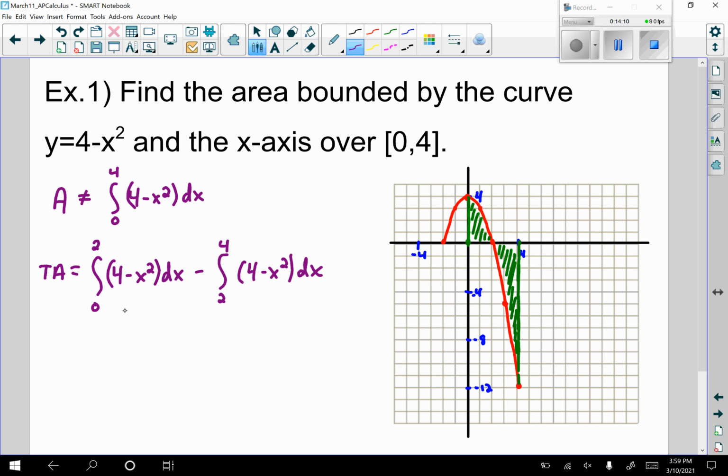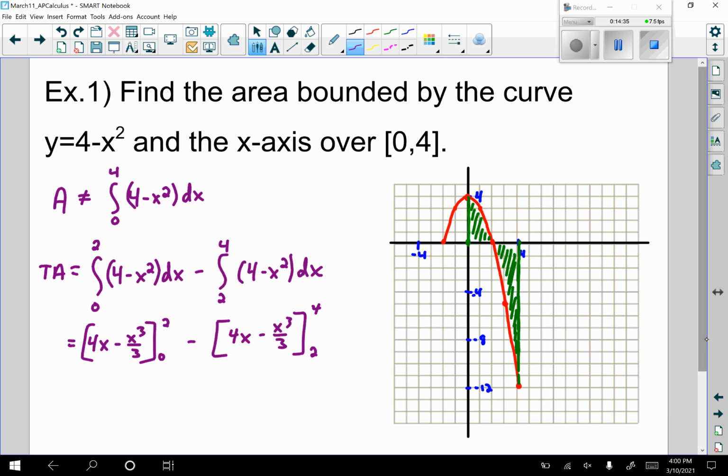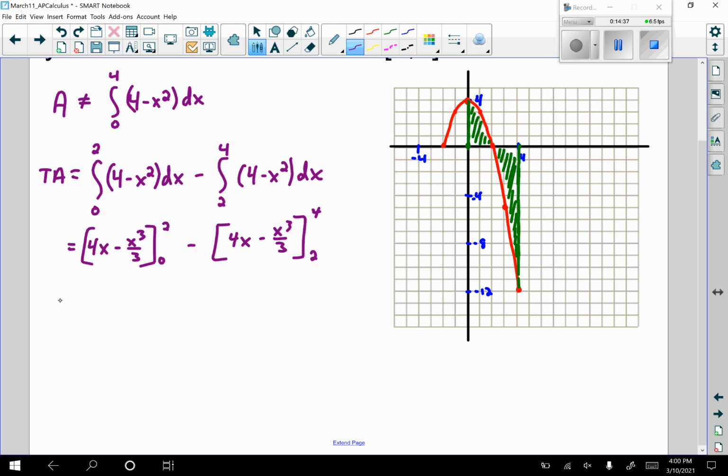All right, so this one we are going to work out by hand. So first we want to take the antiderivative of 4 minus x squared. That should just become 4x minus x cubed over 3 from x equals 0 to x equals 2, minus, we'll get the same expression here, 4x minus x cubed over 3 from 2 to 4. And we just have to be very careful with our work.